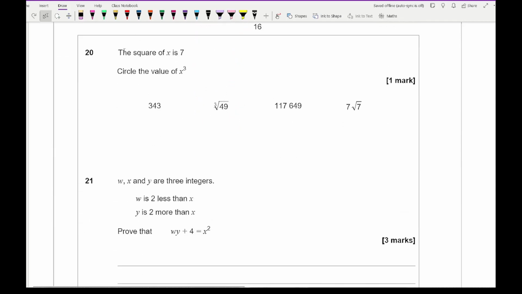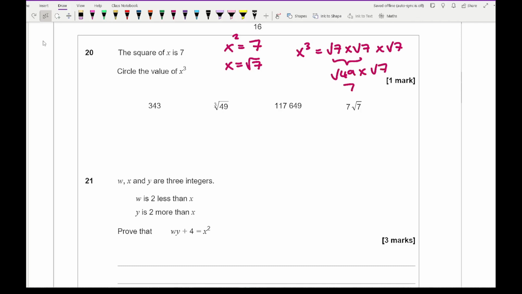Then with question 20, it says that the square of x is 7, circle the value of x cubed. For this, all we need to do is recognize what they are talking about. So here, x squared equals 7, so x equals the square root of 7, and then x cubed is going to be root 7 times root 7 times root 7. So this becomes root 49 times root 7, which then becomes 7 root 7. So it's our fourth option.